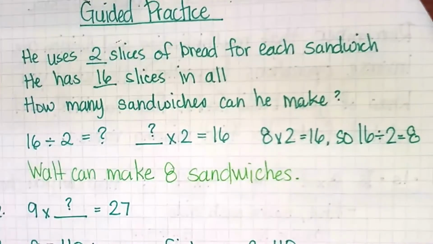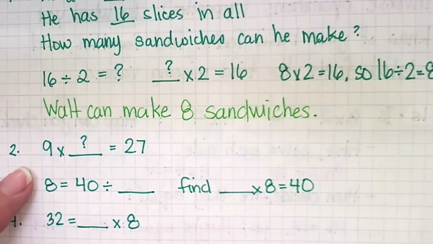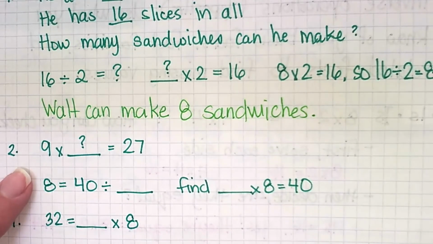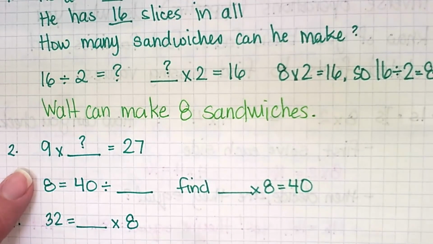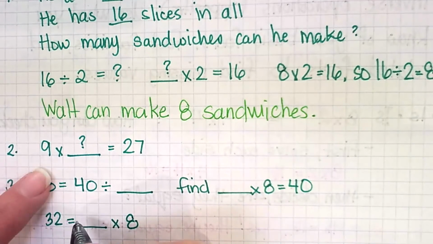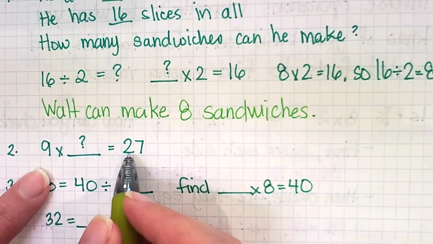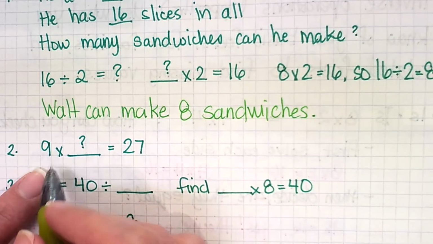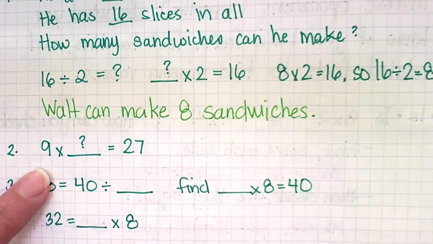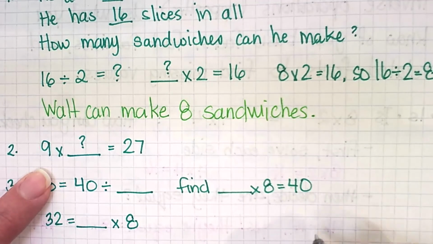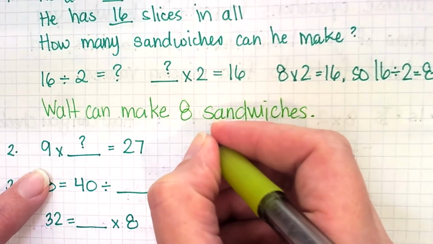Now our next question, they're asking us 9 times a number is equal to 27, and they want us to figure out what is that missing number. So you can either skip count by 9s, or you could use repeated subtraction. You can have 27 and take away groups of 9 to see what you get. So we can try that. We can try repeated subtraction.